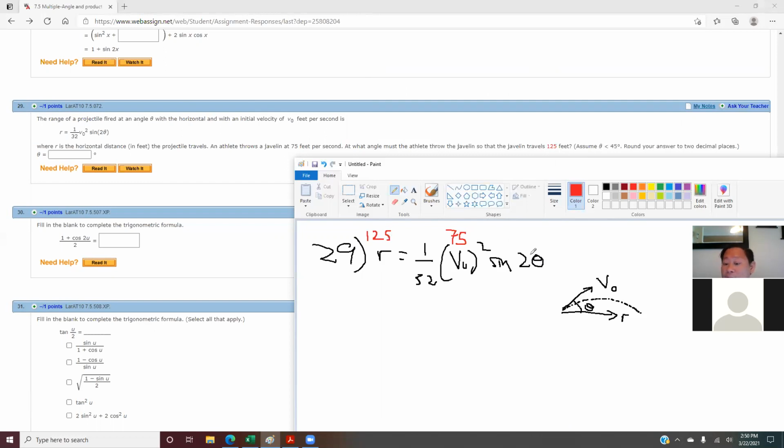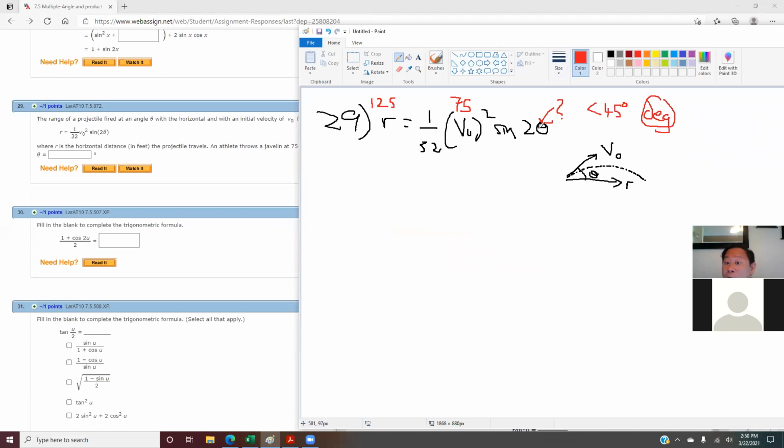And don't forget your theta in this case is what you need to find. And it has a condition, and the condition says it has to be less than 45 degrees. Since they use 45 degrees, the first thing you need to do in your calculator is change it to degree mode because it's in degrees. So what we're gonna do is plug everything in here and try to solve for theta. So 125 equals 1/32 times 75 squared times sine of 2 theta. So this is, I just plug. And then use your calculator to figure this one out.